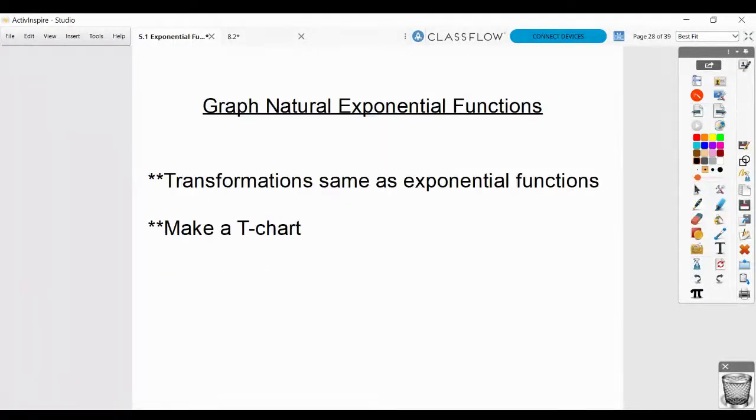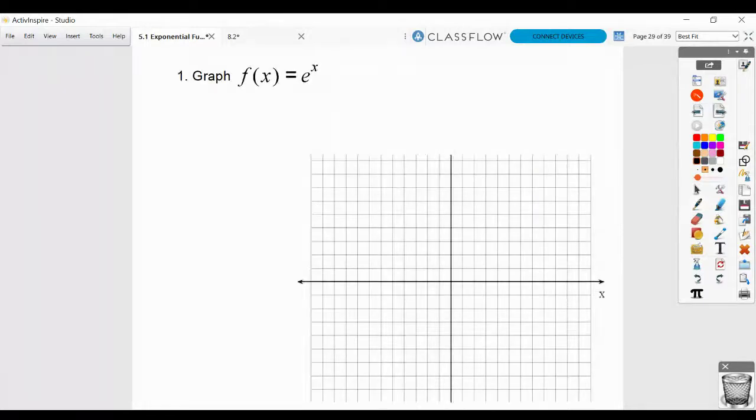Okay, the next thing we're going to do is graph. Same exact thing as last week. The transformations are the same. So if you are adding or subtracting in the exponent, you move left or right. And if you have an addition or subtraction on the outside, then you move up or down. Biggest thing is to make a t-chart again. Basically the same thing as what we have been doing.